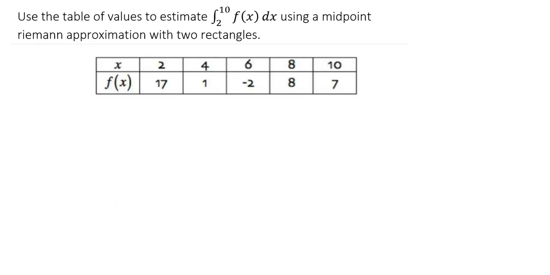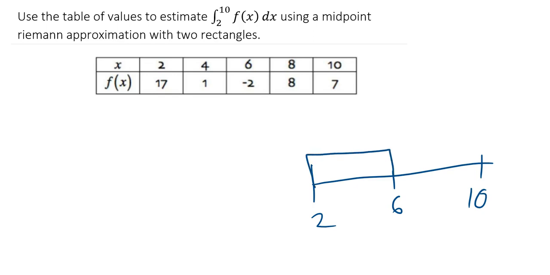Sometimes I don't have a function. Sometimes I'm just given a table of values. In this case, I just use the values they gave me in a way that I will now demonstrate. Here they want me to use midpoint approximation to find the area between 2 and 10 with 2 rectangles. So if I'm equally spaced, I'll go from 2 to 6 and 6 to 10. And the height of each rectangle is going to be determined by the midpoint. So this rectangle is going to have a height determined by whatever f of 4 is. This rectangle is 4 wide and f of 4 tall.